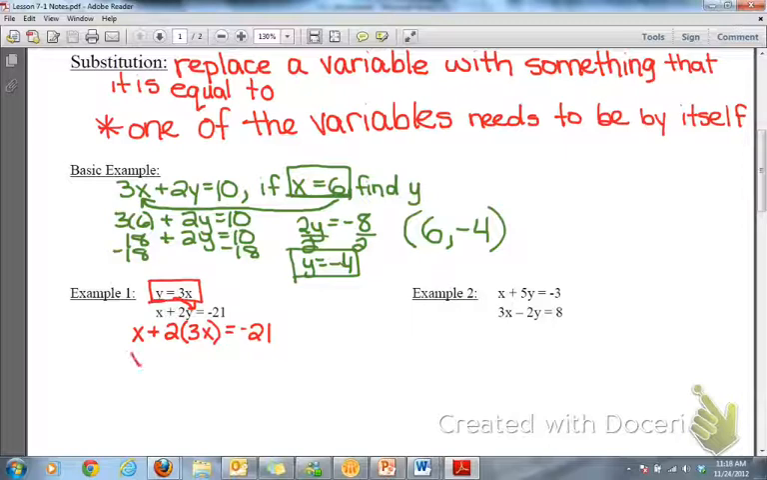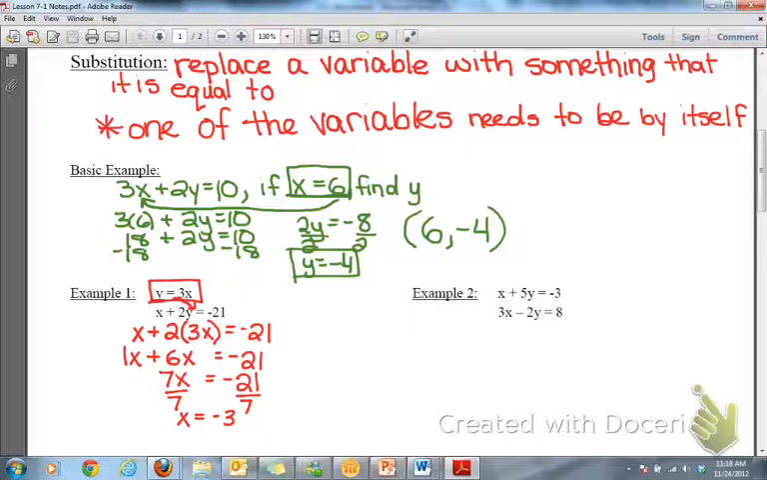So let's see, we have x plus, well, 2 times 3x is 6x. That equals negative 21. And 1x plus 6x is 7x equals negative 21. And to get x by itself, I can divide by the 7. And so that means x equals negative 3. Okay, that's good, but I'm not done yet. I did a little bit of work here, but you don't want to stop until you know what both x and y are equal to.